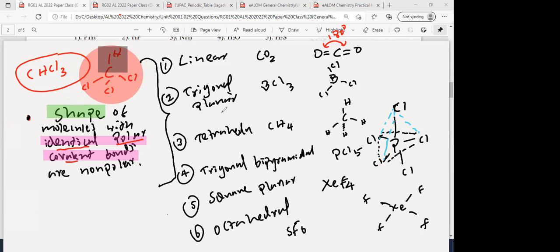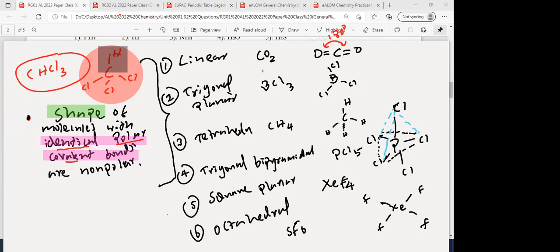So molecules with tetrahedral shape with identical bonds are non-polar. Molecules with linear shape with identical bonds are non-polar. Trigonal plane molecules with identical bonds are non-polar. Dipole moment 0, that's what it means. Square planar molecules with identical bonds are non-polar. If you change one bond, then it will change, for example CH4 to CHCl3, chloroform. Is that clear? Right.